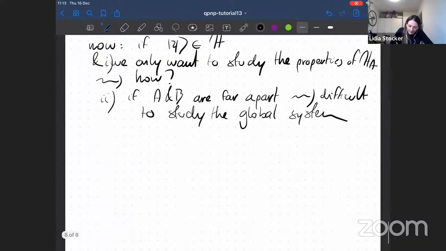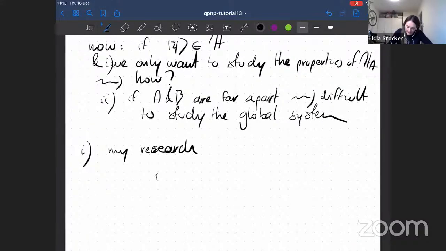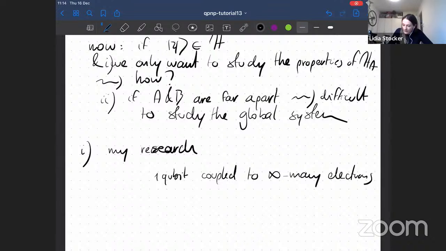Just to give an idea, and this is actually my research. Here I simplify it a bit, but the idea is I have one qubit, and this is coupled to infinitely many electrons because I want to kind of control it. So I have this particle and then many others. Let's call this one qubit.